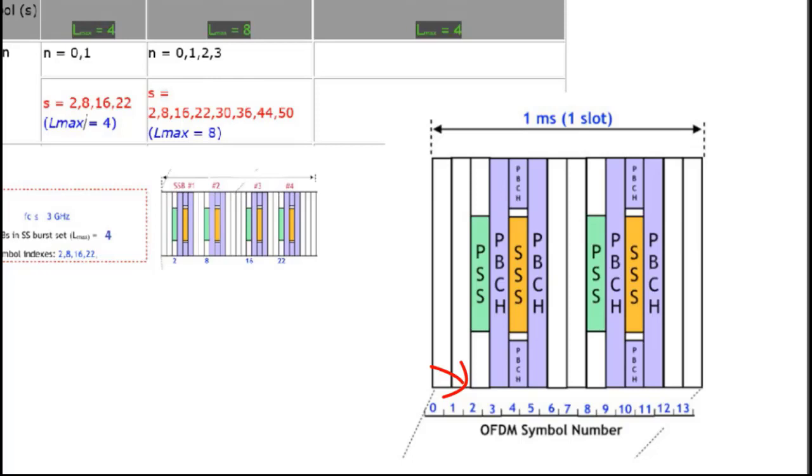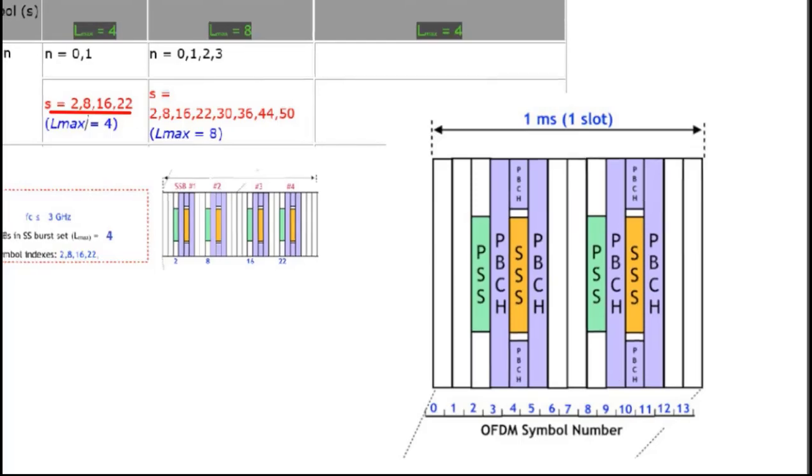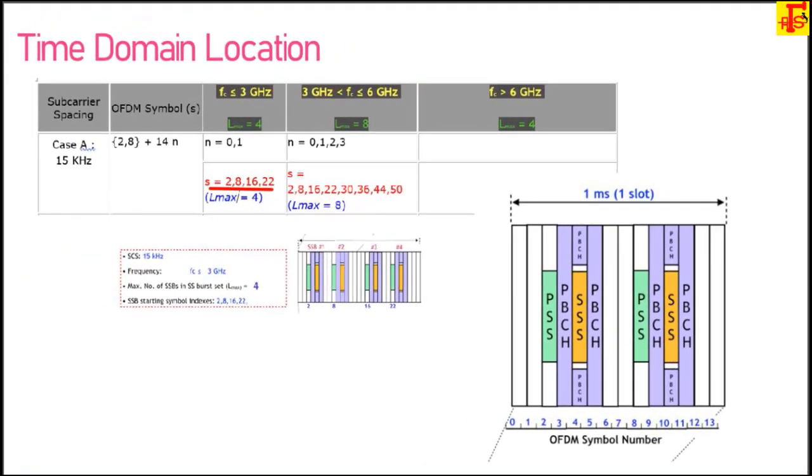And the next SSB starts from the 8th OFDM symbol and will take 4 OFDM symbols. So when it starts from 8, 8, 9, 10, 11 OFDM symbols will be used for the second SSB. After that, the next SSB will start from 16, 16, 17, 18, 19, 4 OFDM symbols. In this way the SSB will be located. So in this way the UE finds the position of SSB in the time domain.